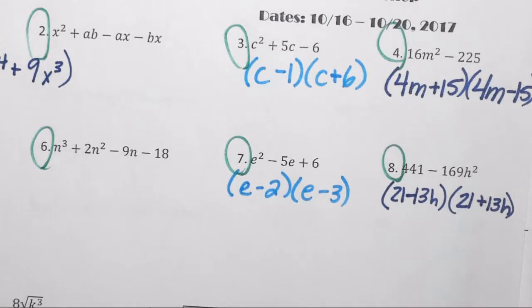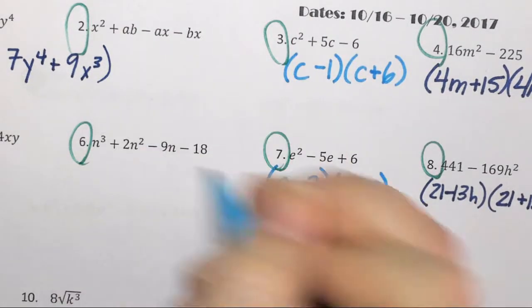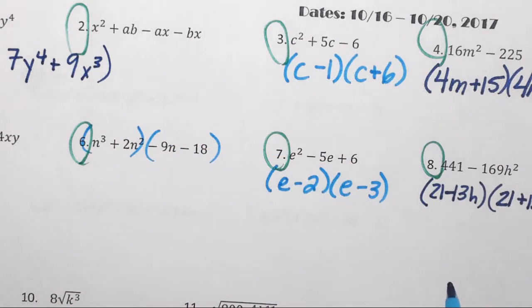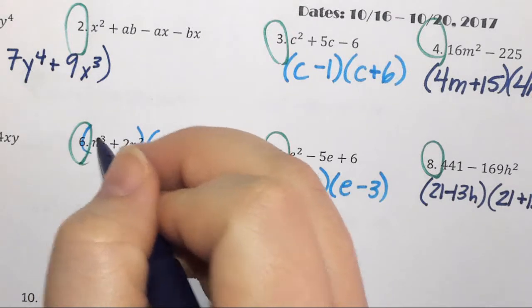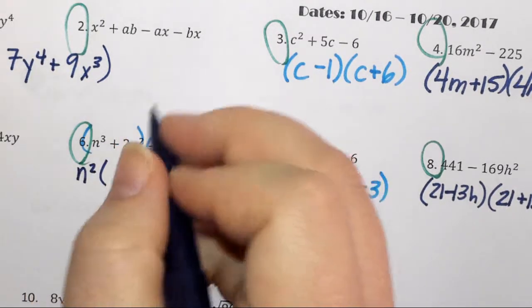Okay, and then let's go to number 6. There are 4 terms, so I'm assuming grouping. What can I pull out of that first group? N squared. But that one has an m. Oh, it's an n? Yes. Okay, you win. You win, Ellie. You can have a point. Trying to make life difficult.